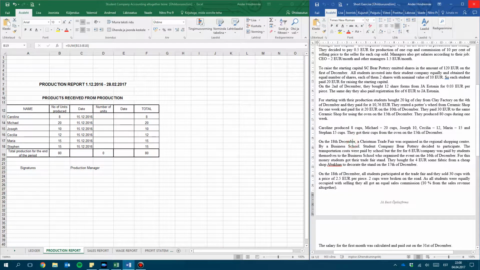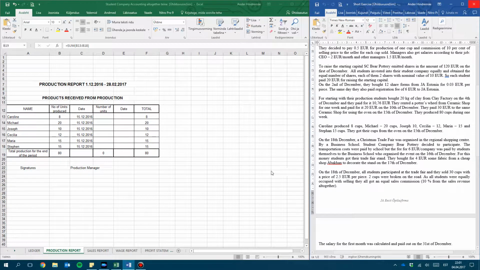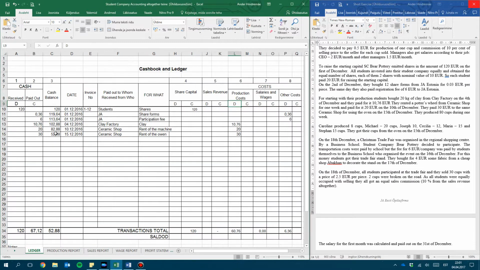On the 18th of December, a Christmas fair trade was organized in the regional shopping center by a business school. Student company Pear Pottery decided to participate. The transportation costs were paid by the school, but the fee of €6 per company was paid by the students themselves to the business school who organized the event on 16th of December. So again, another really simple paid out cash, €6 over here. The new balance is 46.88. The date was the 18th.